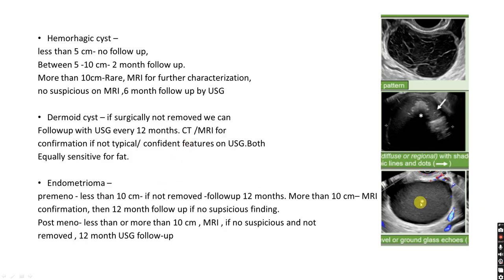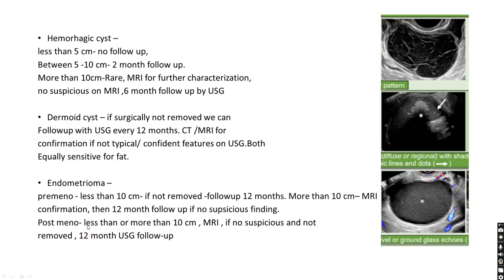Then endometrioma. This is a typical endometrioma showing homogeneous low-level internal echoes. If the patient is in premenopausal state and the lesion is less than 10 centimeter and it is not removed for any symptomatic reason, then we can do every 12-month follow-up. And if it is more than 10 centimeter, again we cannot see the entire volume on ultrasound, so we should do MRI to confirm the benign nature. And after confirmation, we can do 12-month follow-up if there are no suspicious findings.